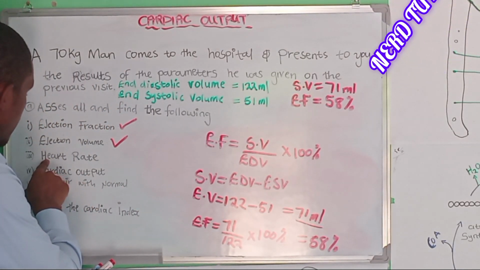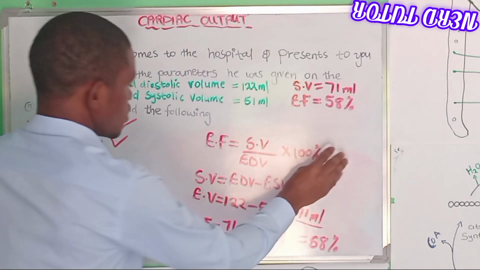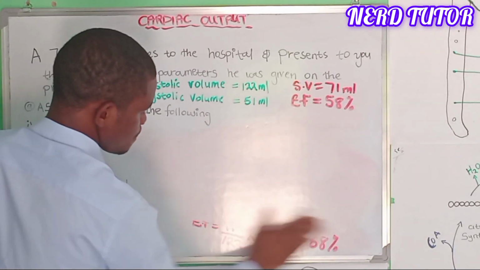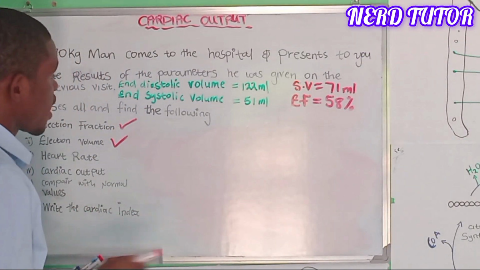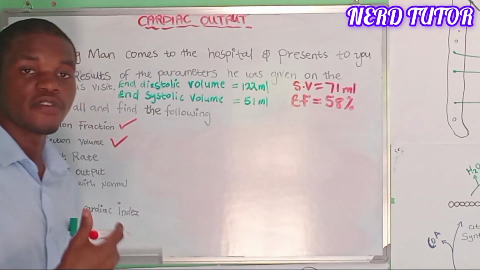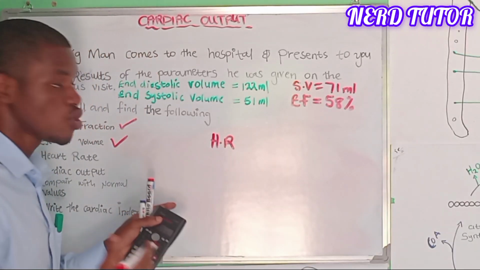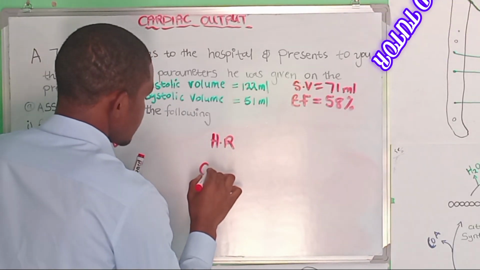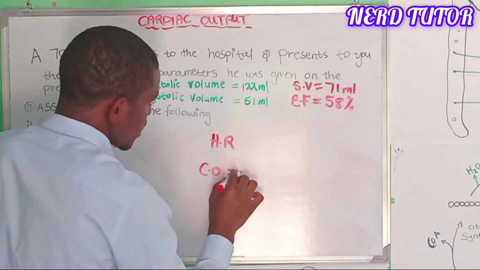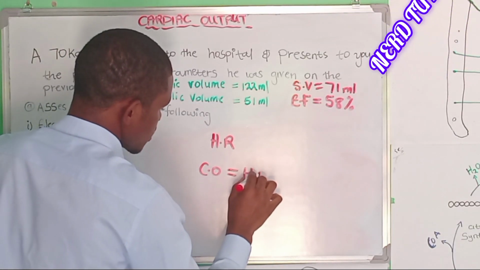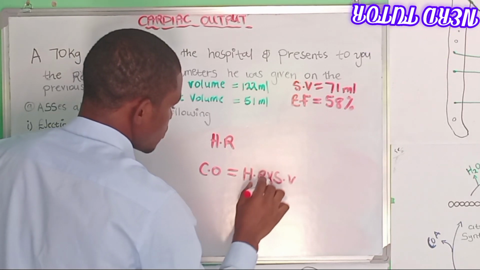The third question is saying find the heart rate. So here we are solving for heart rate. Let us use this same space here. The heart rate is given by the standard formula, or maybe let me just show you where this formula is coming from. We are saying cardiac output will be equal to the heart rate multiplied by the stroke volume.